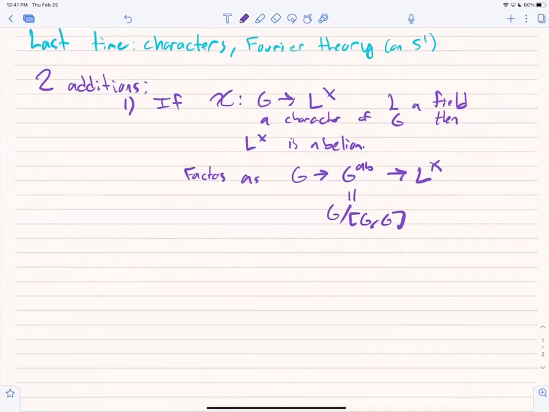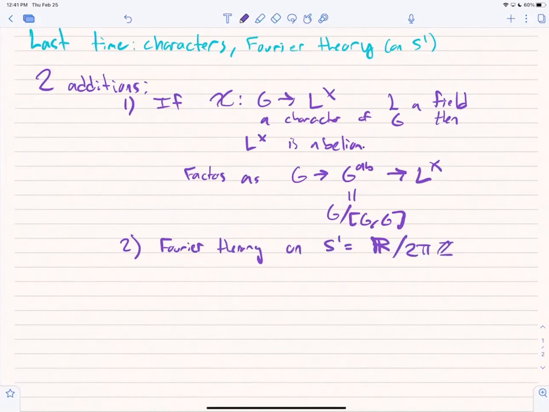The second addition is I forgot to say what the Fourier transform is in this picture of Fourier theory, and people are probably more familiar with the Fourier transform than anything else, so I should have put that in here. So let me do Fourier theory. We call this Fourier theory on S1, which I can also think of as the real numbers mod 2 pi Z.